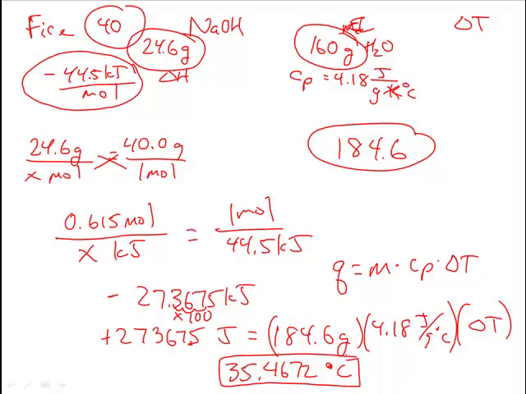Yes, sir? Will we be given any constants, like specific heat and stuff like that? You'll be given any constants you need, yes. Okay. The only thing you won't be given is that the specific heat capacity of water is 1, and in joules it's 4.18 joules per gram degree Celsius. So that's the only conversion factor you would need, as long as you know water is 1.